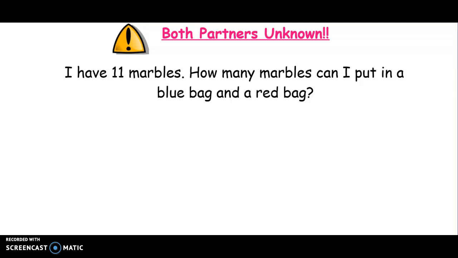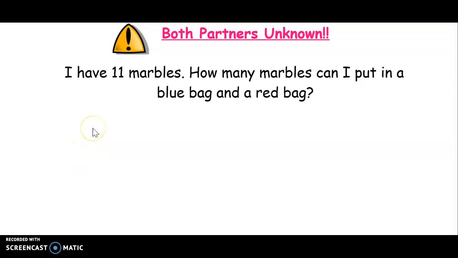All right, now we're coming to a problem where we have both of the partners unknown. So in this situation, we want to lay out all of the partners of 11. So when you end up with both of the partners unknown, what the question is really asking you is, what are the partners of whatever number it gives you? So maybe it's 14, maybe it's 12, it doesn't really matter. So right here we have 11, so we would lay out all the partners of 11.